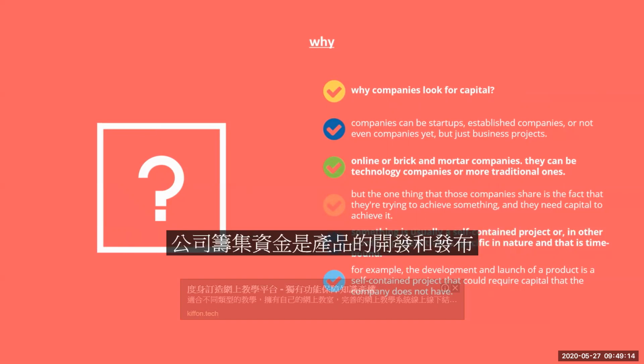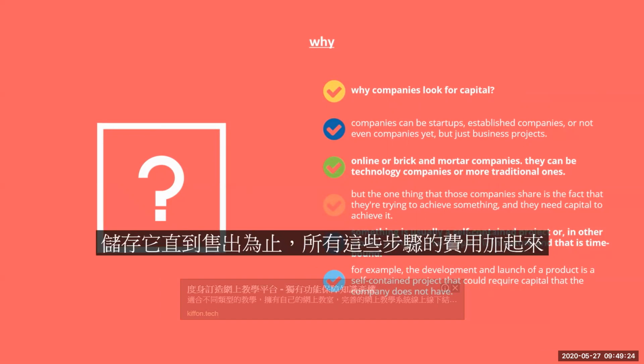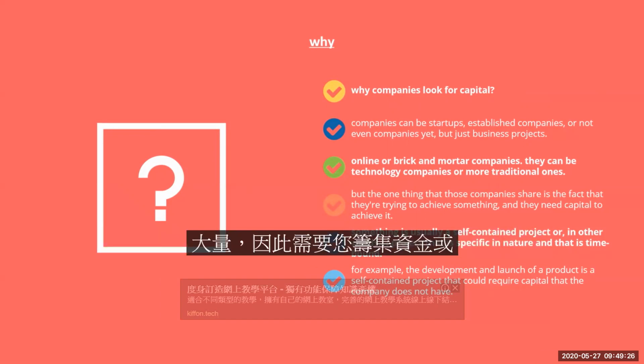Some of the reasons companies raise capital are the development and launch of a product that requires significant funds upfront. A good example would be if you decide to develop a new product, then need to produce a certain quantity of it and store it until it is sold. The cost of all those steps can add up to a significant amount and therefore requiring you to raise capital.